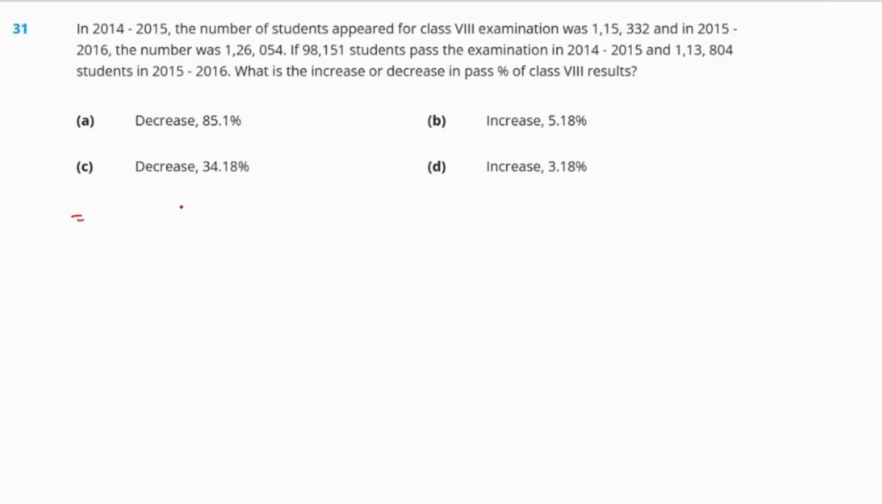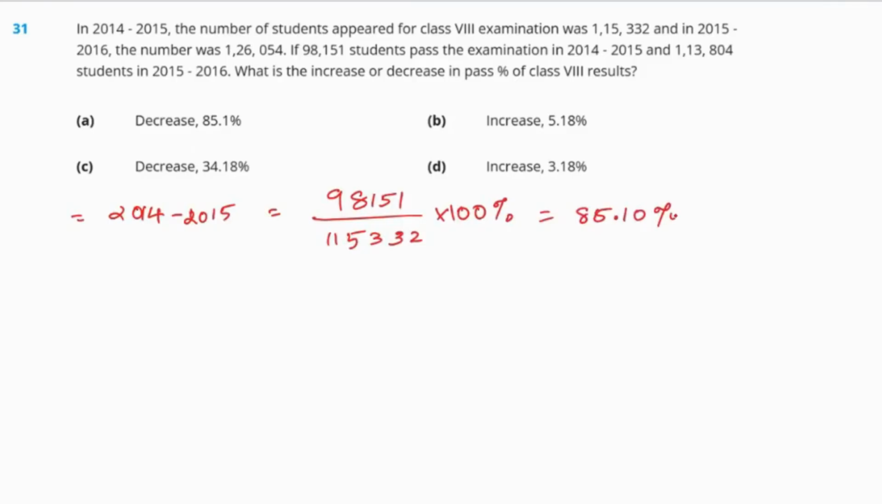So here you can see we have to find out whether it is an increase or decrease and how much percentage. First, for the year 2014-15, we will calculate the percentage. To find the percentage, we take the number of students who passed the examination divided by the total number of students who appeared for the examination, into 100. So we will get the percentage, which is approximately 85.10%.